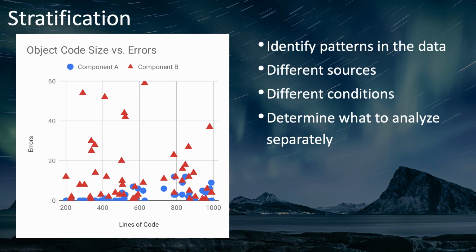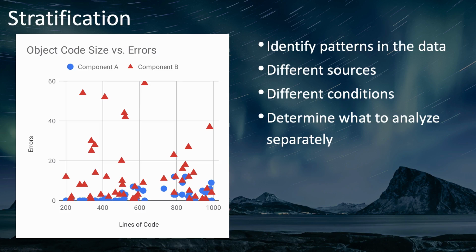This scatter plot for a software development project shows the relationship between the size of each code object and the number of errors found in that object. The results are separated into two groups: code objects that are part of component A, shown as blue circles, and those that are part of component B, shown as red triangles. You can see that component B is much more error-prone than component A.